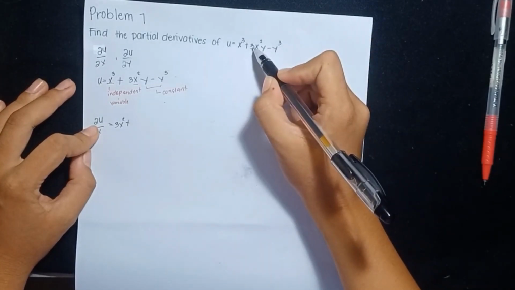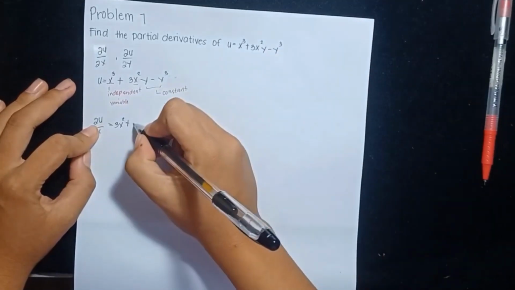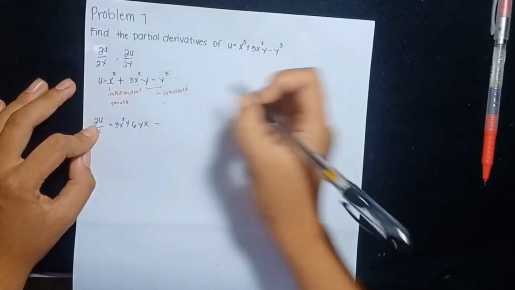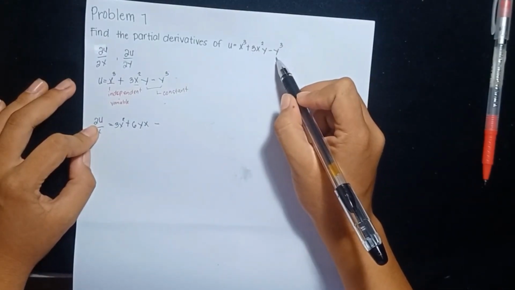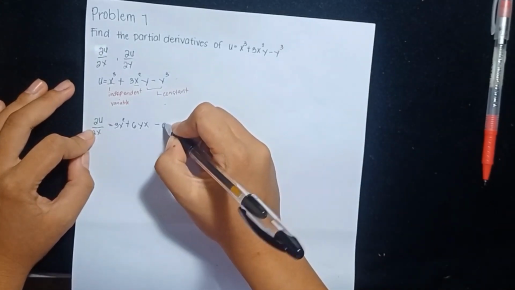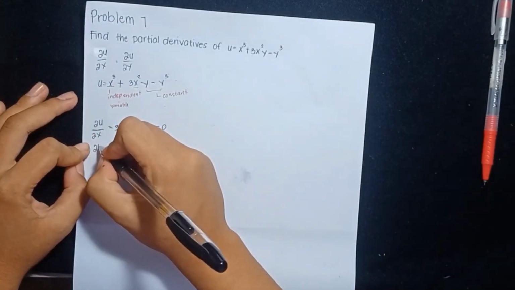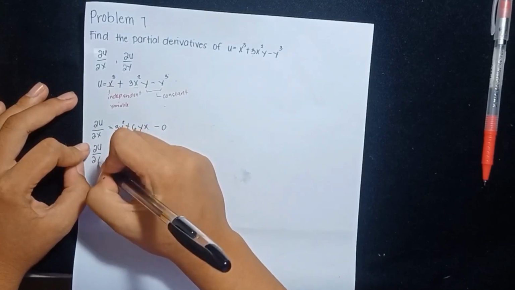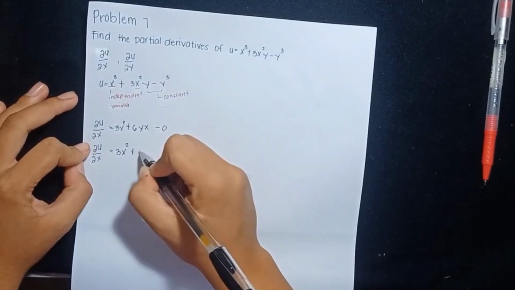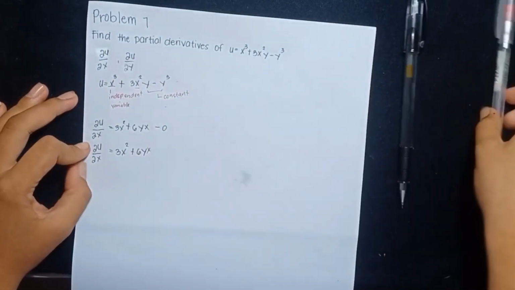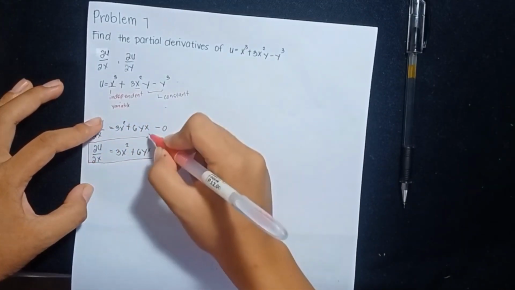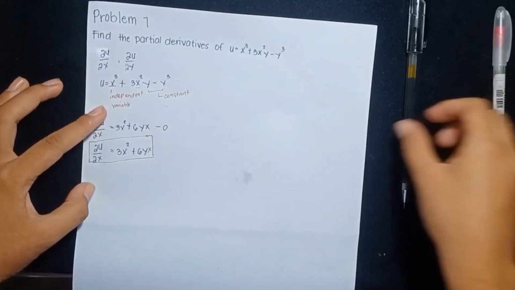So we can also multiply this 3 times 2, which would become 6, then the constant y, times x. Minus, as I've said earlier, y is a constant, so the derivative of y cubed would be a 0. So the final answer would be partial derivative of u with respect to x is equals to 3x squared plus 6yx. This is our final answer for the partial derivative of u with respect to x.